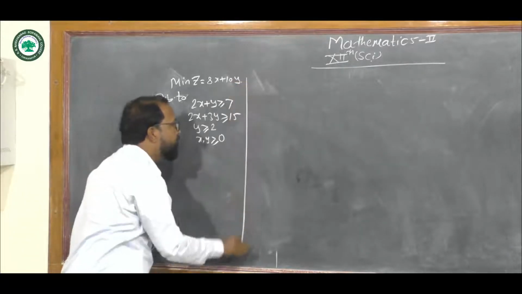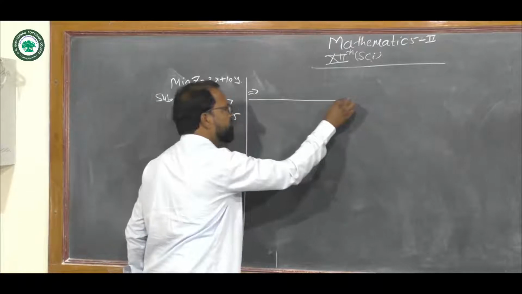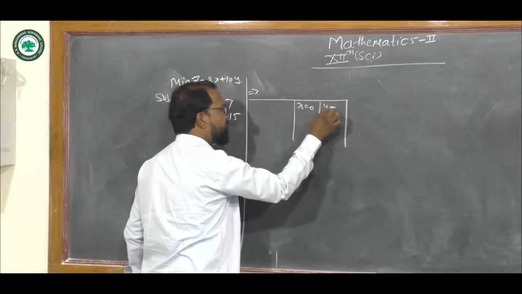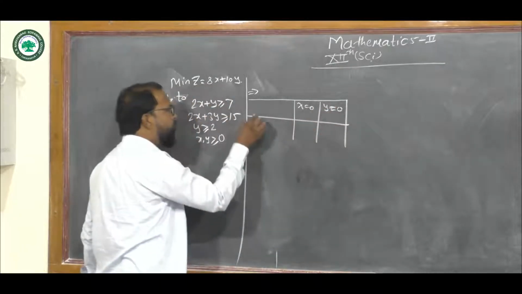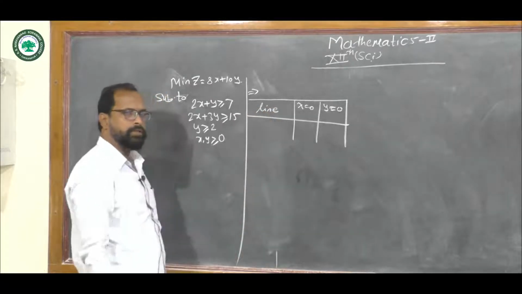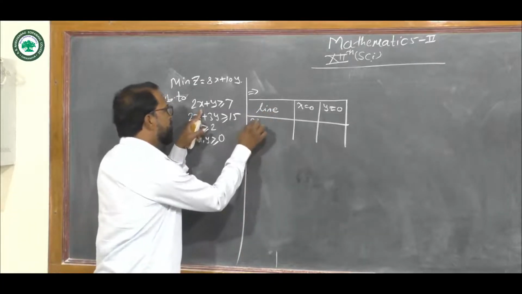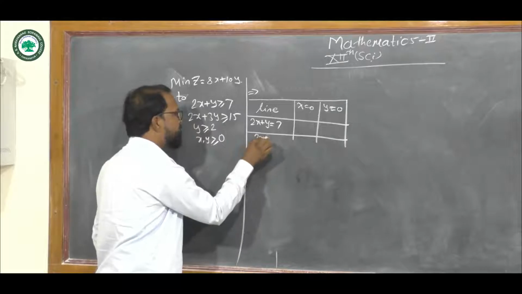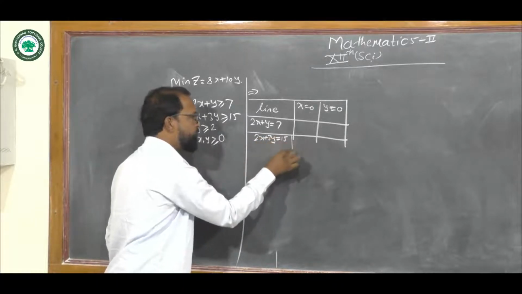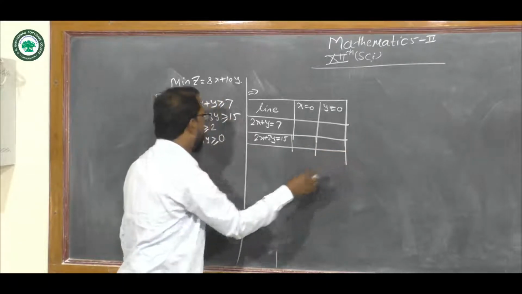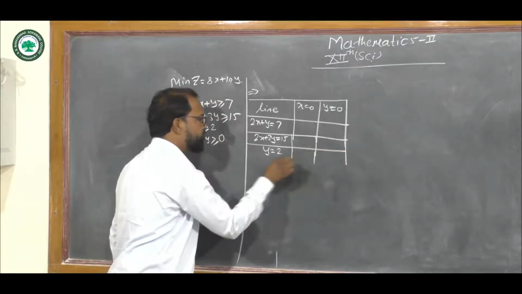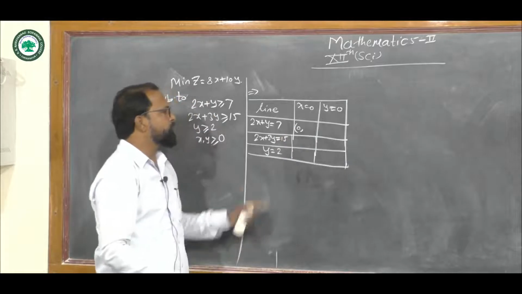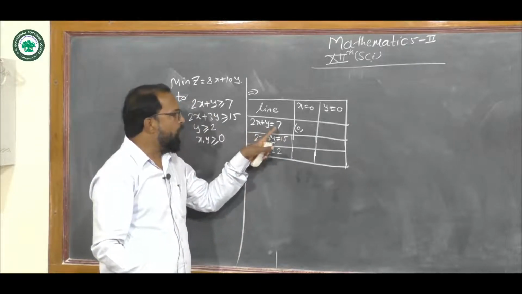Now to solve this example, again we make a table in which we show x equals 0, y equals 0. That is, we find two points to plot each line or constraint. The first line is 2x plus y equals 7. The second line is 2x plus 3y equals 15. And the third line is y equals 2. Now here if we put x equals 0, we get y equals 7.